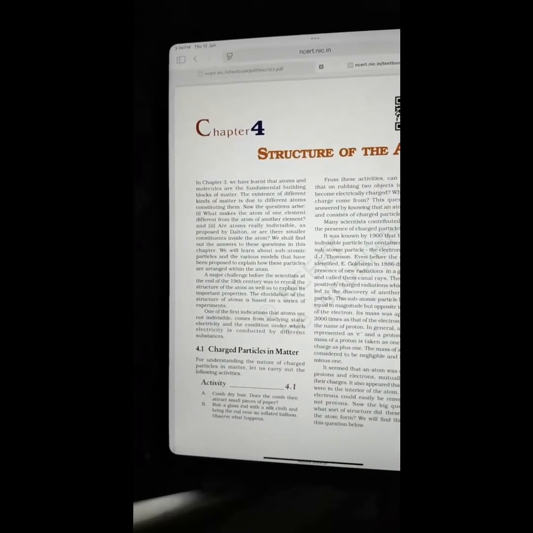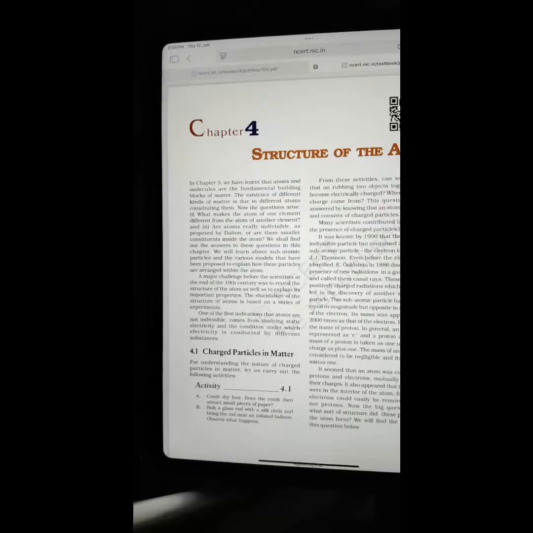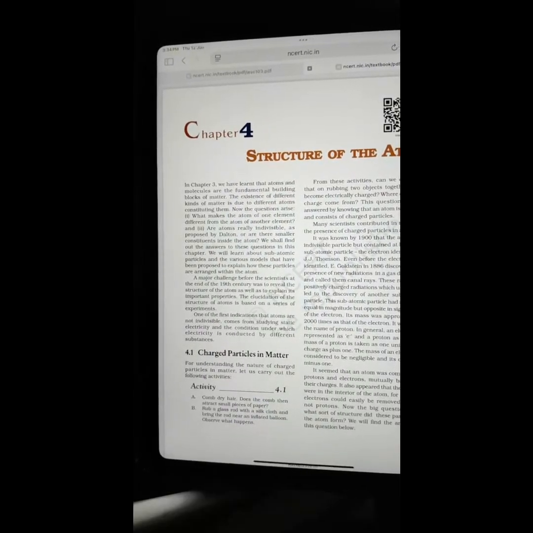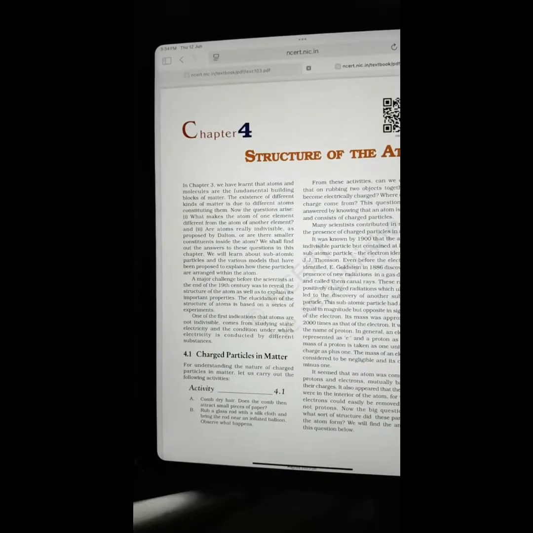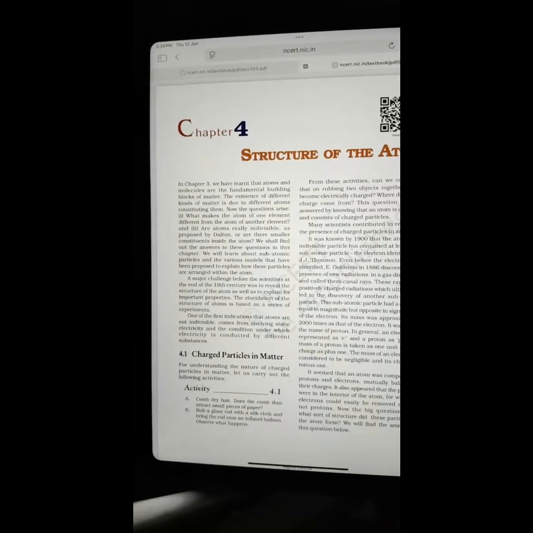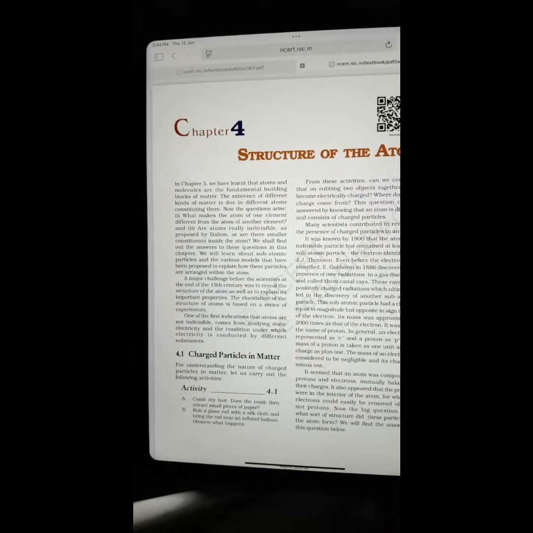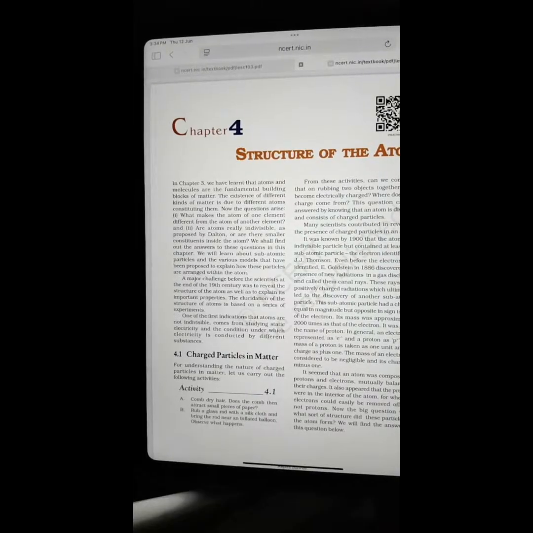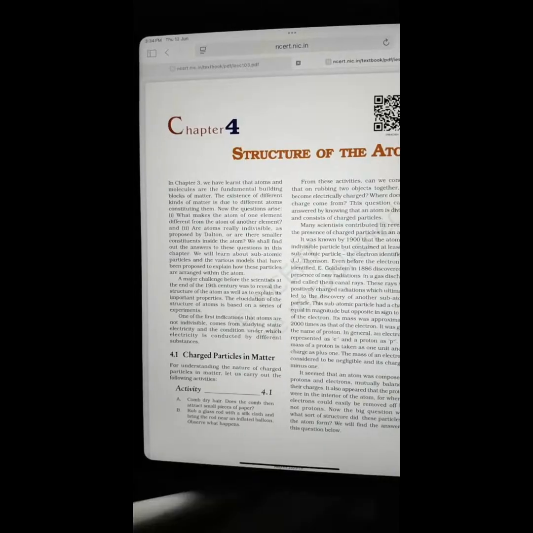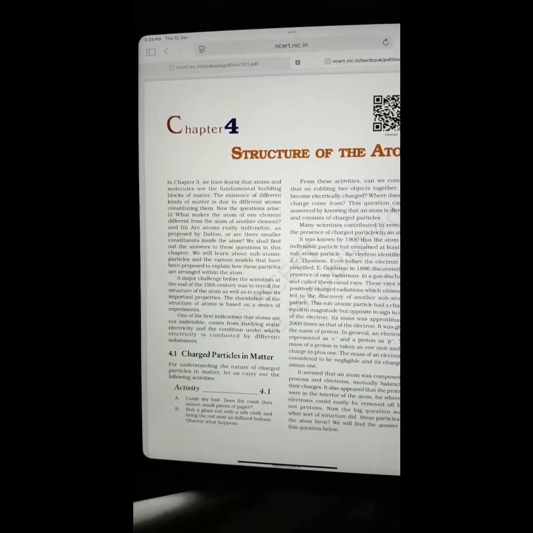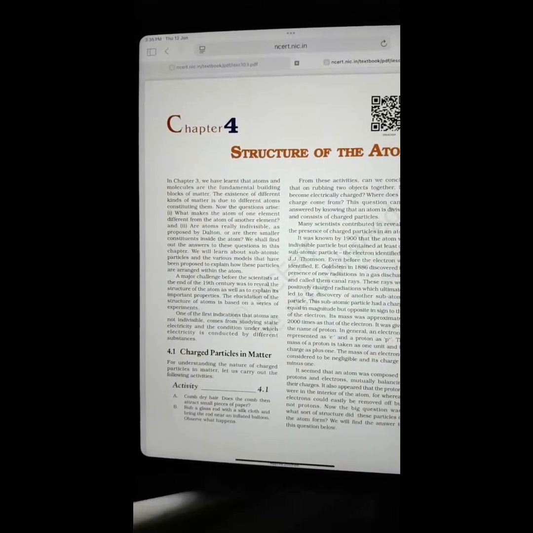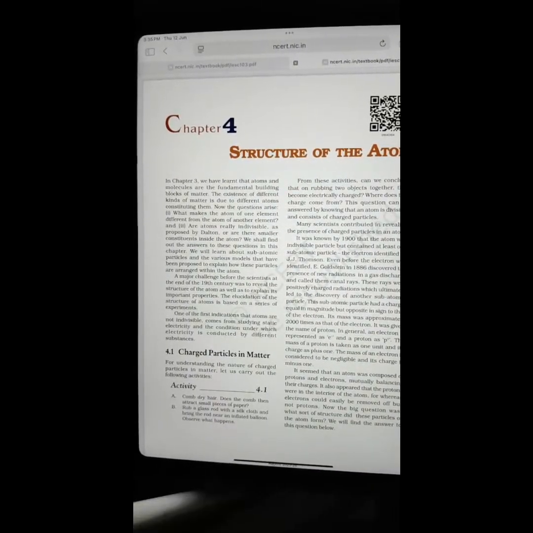Let's start. In chapter 3, we have learned that atoms and molecules are the fundamental building blocks of matter. The existence of different kinds of matter is due to different atoms constituting them. Now the question arises: 1. What makes the atom of an element different from the atom of another element? And 2. Are atoms really indivisible as proposed by Dalton? Or are there smaller constituents inside the atom? We shall find out the answers to these questions in this chapter.